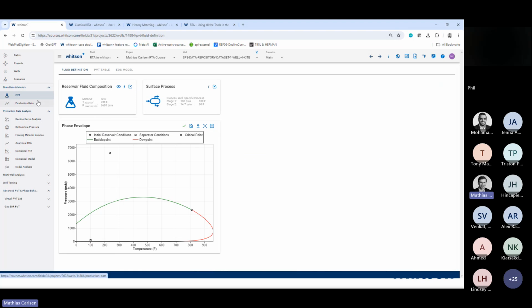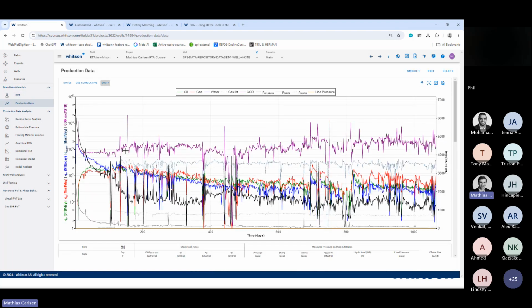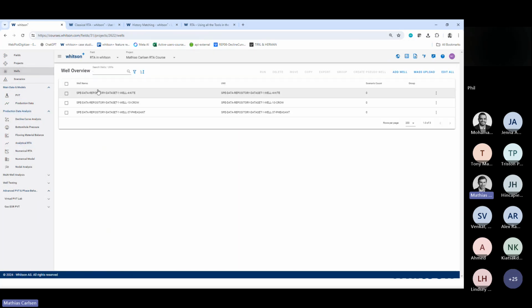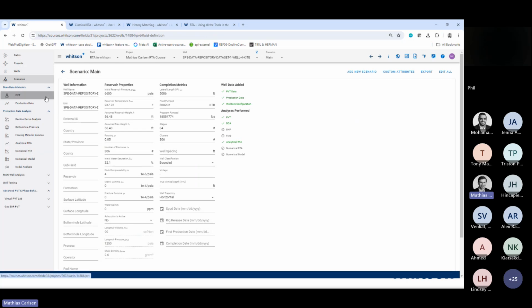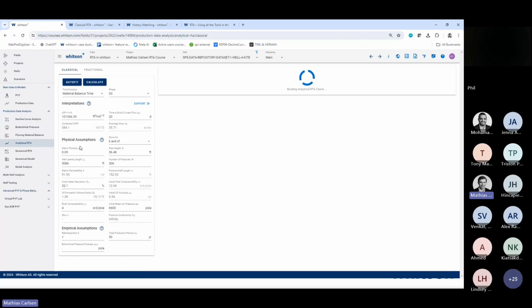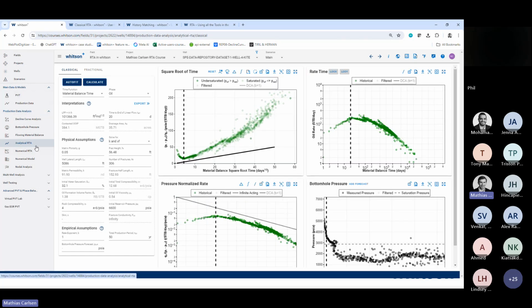Once we have our PVT, again, we're not going to focus on any of the flowing material balance or any of the bottom hole pressure calculations in this scenario. We're just going to assume that everything that we have been given is correct. So the only thing we will do here is just look at the production data before we go into analytical RTA. Just to repeat, we have made sure that we have calculated PVT. We have made sure that we are also in the RTA module right here.